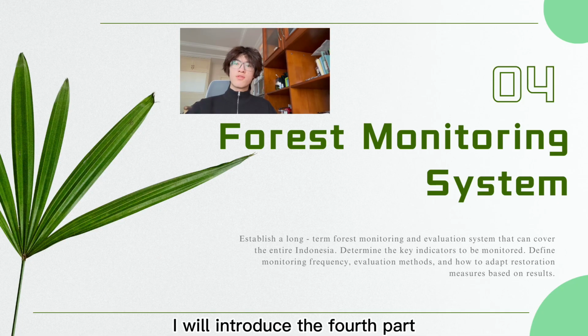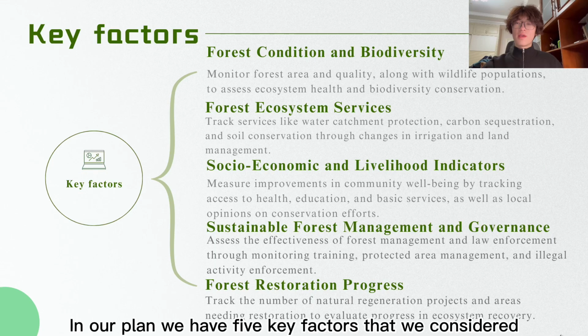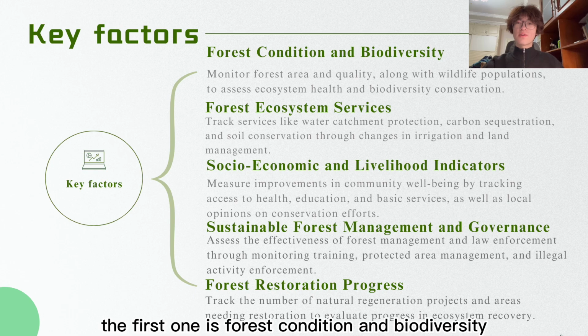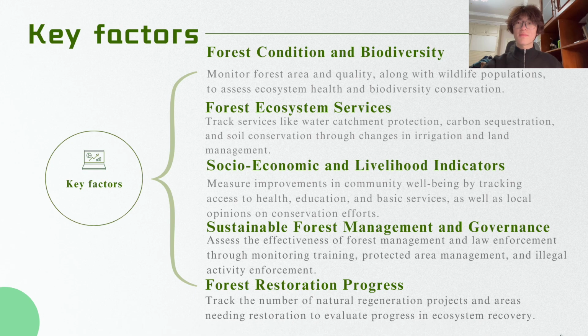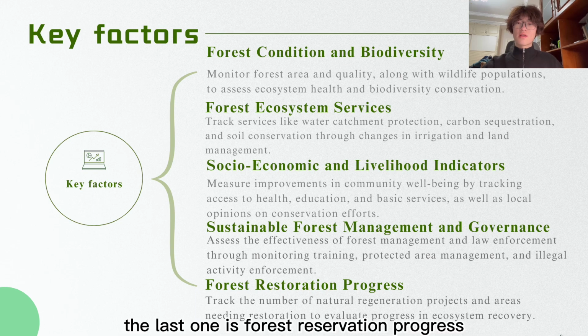I will introduce the fourth part, forest monitoring system. In our plan, we have 5 key factors that we considered. The first one is forest condition and biodiversity. The second one is forest ecosystem service. The third one is socio-economic and livelihood indicators. The fourth one is sustainable forest management and governance. The last one is forest restoration progress.